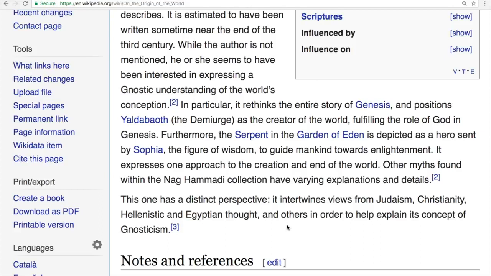It intertwines views from Judaism, Christianity, Hellenistic and Egyptian thought, and others in order to help explain its concept of Gnosticism. The cosmogony and anthropogony that follow upon the semi-philosophical beginning are in part oriented to Genesis 1 through 3. But beyond that, to concepts such as those known from Jubilees or the Enoch literature. In general, characteristically Jewish influences dominate, for example, angelology, demonology, eschatology, as well as etymologies.